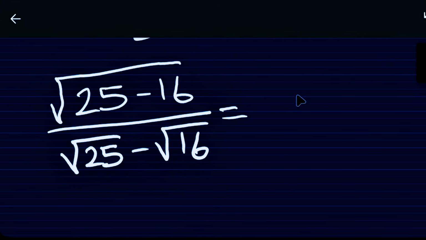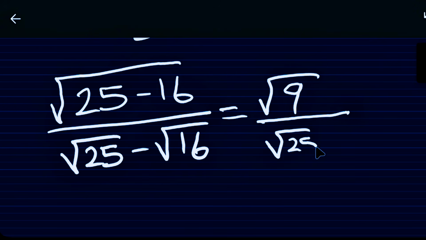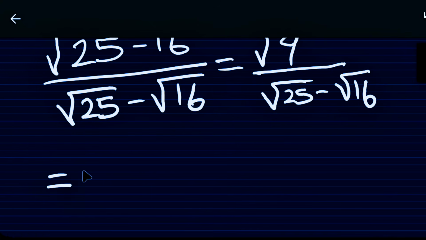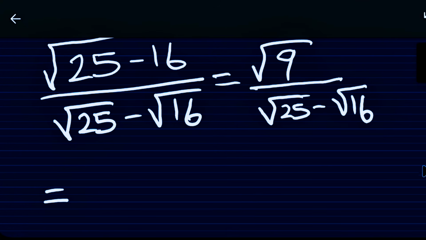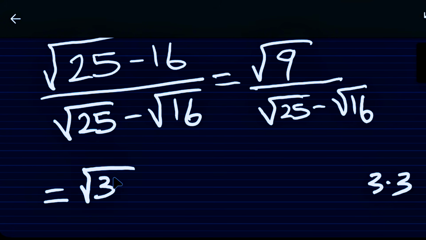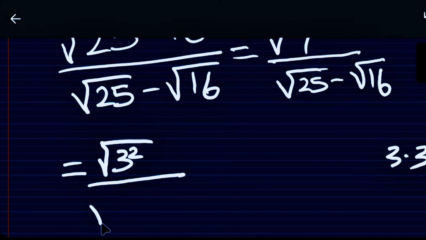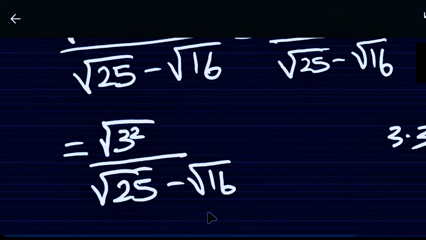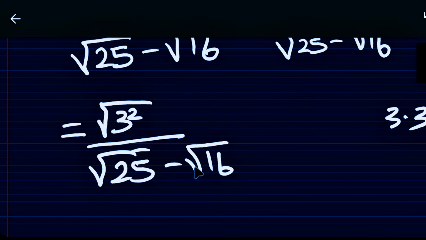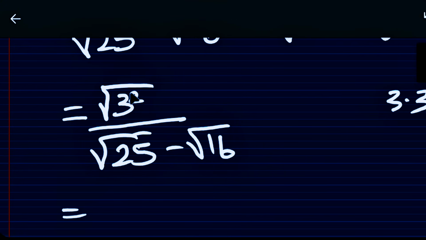Now this is the square root of 25 minus 16, which equals 9. Then divided by the square root of 25 minus the square root of 16. Now from here, we have the square root of 9, that is 3 multiplied by 3. So we have the square root of 3 squared, then divided by the square root of 25, then minus the square root of 16. Okay, note that we are solving this without a calculator. So the square will cancel out the square root here.